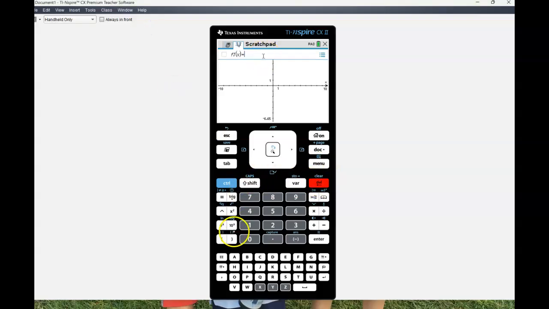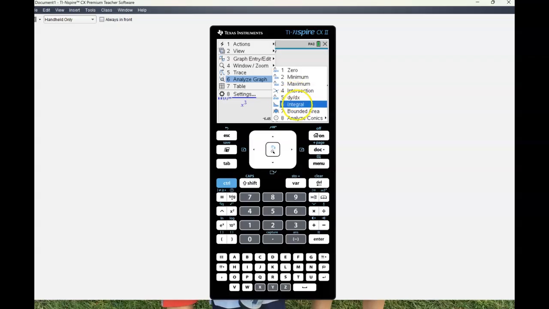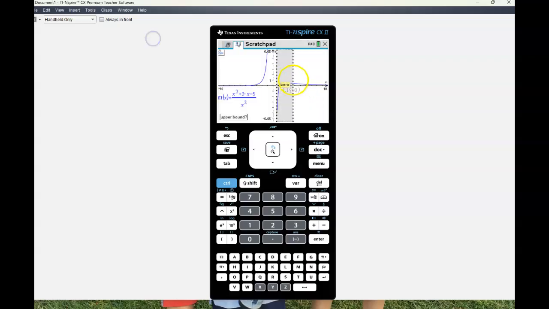So this is going to be x squared plus 3x minus 5 over x cubed. Oh, okay. So there's definitely a 0 here, right? Yeah. So menu, analyze graph, 0. There's definitely a 0 here at 1.19. And then it looks like there is a 0 over here as well.